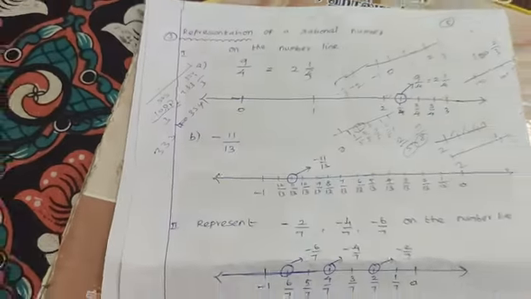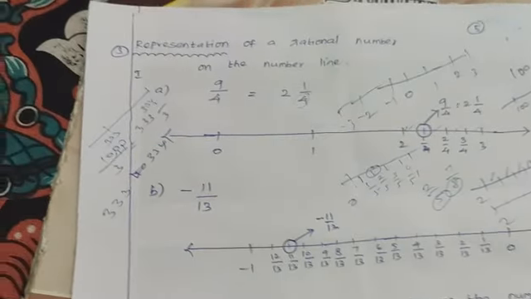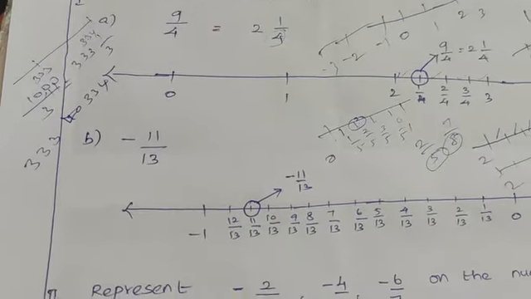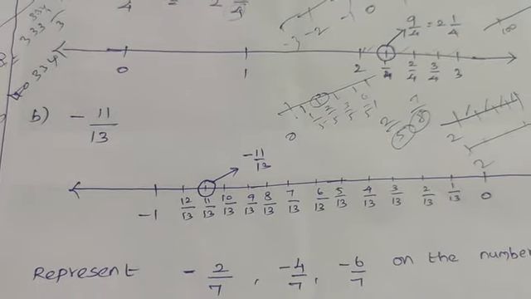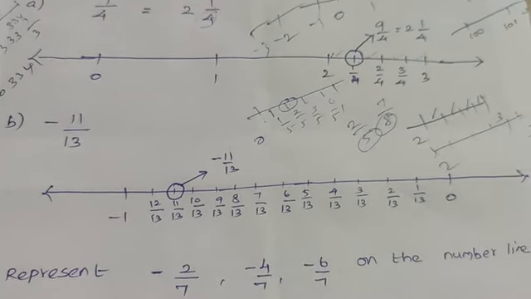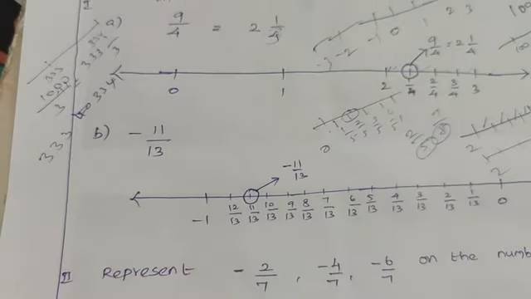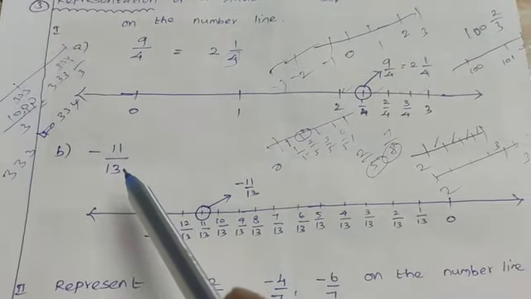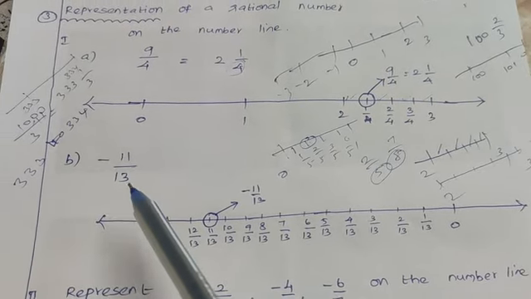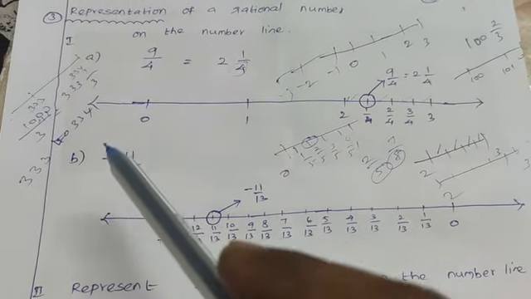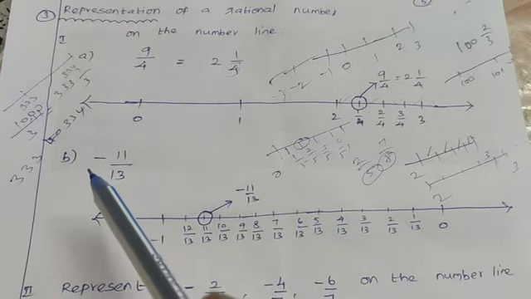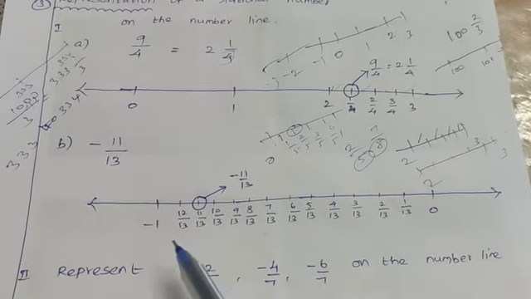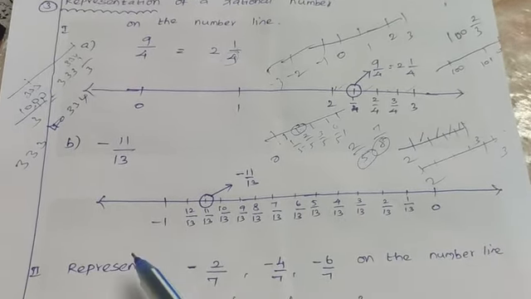Right. Next problem, minus 11 by 13. So move to the left side. Negative. Be careful with your negative. Now the numerator, that is 11, is less than the denominator. So it definitely lies between 0 and 1, but it's negative, so it lies between 0 and minus 1. So mark between 0 and minus 1.